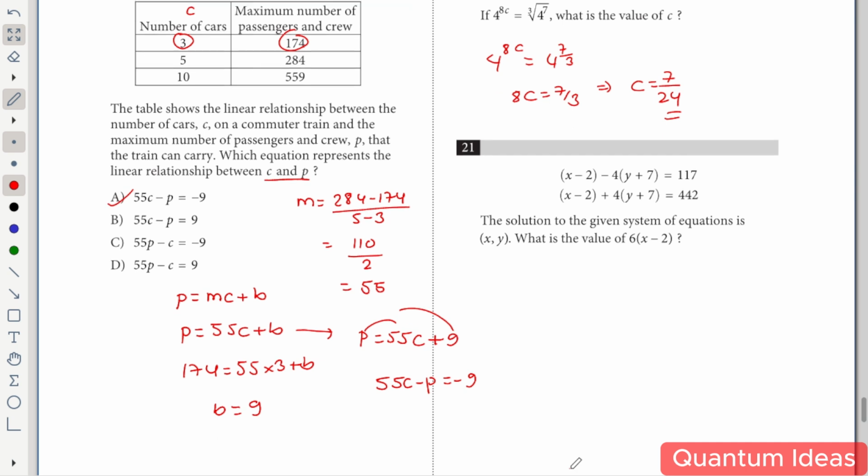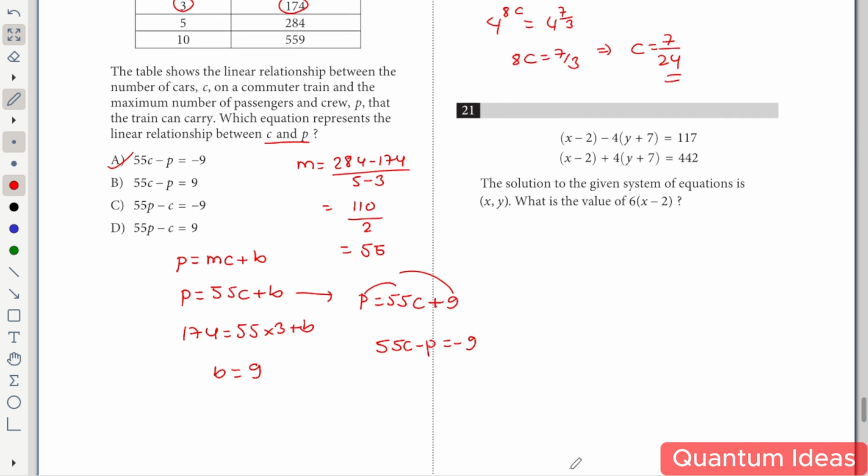Okay, so let's go to 21. The solution to the given system of equations is xy. What is the value of 6x minus 2? I can say x minus 2. If you add this, you will get 2 times x minus 2. If you multiply it by 3, you will get 6 times x minus 2.